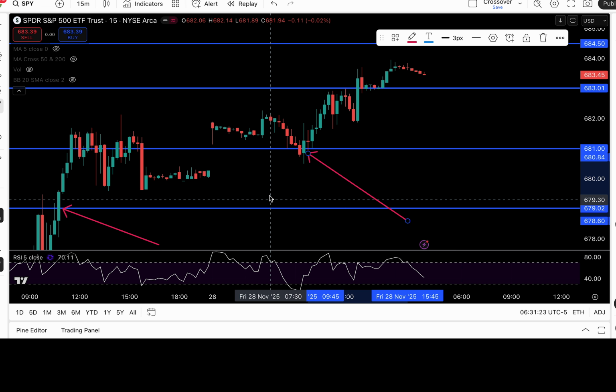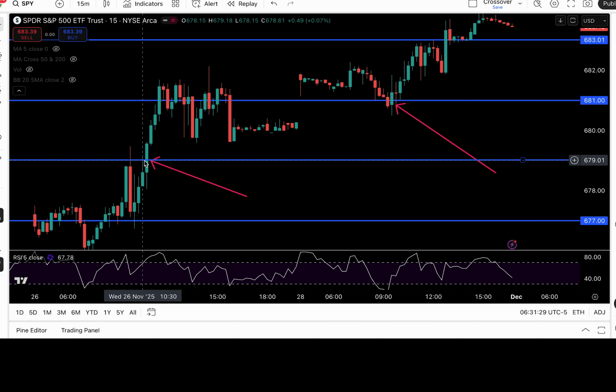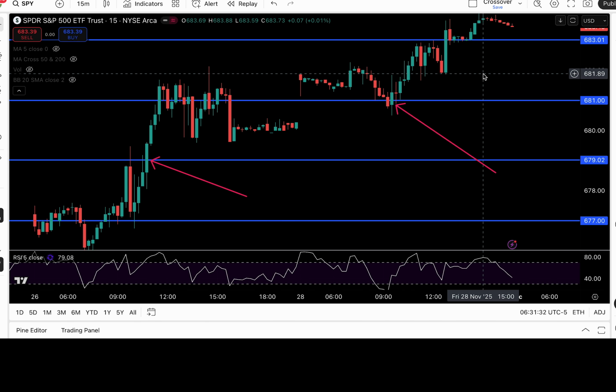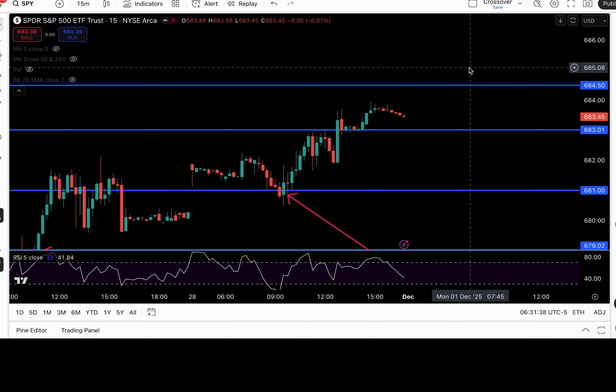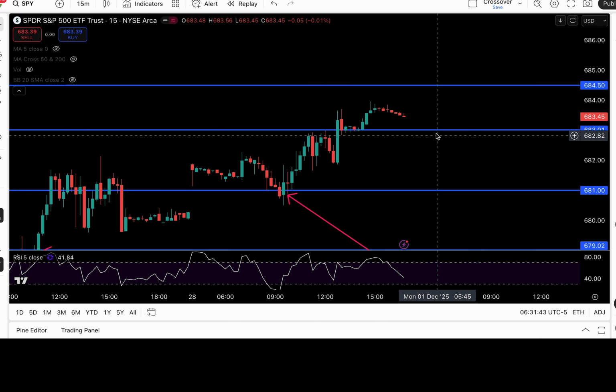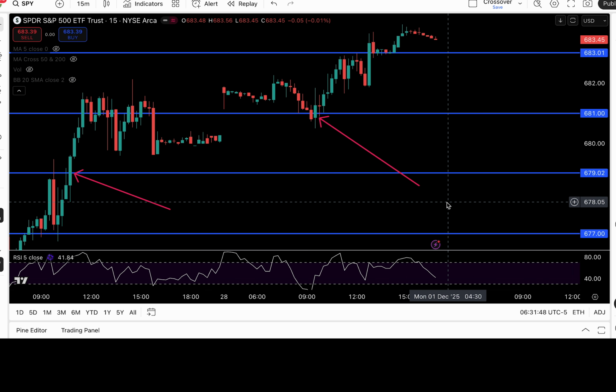Remember the 15-minute chart. When it clears my resistance levels like it did with 679 or 681, that is when we bet to the upside. So if we clear more of those levels that I mentioned to the upside, more bullishness incoming. But if we start breaking down support levels, 683, 681, 679, that is your trigger to enter puts.